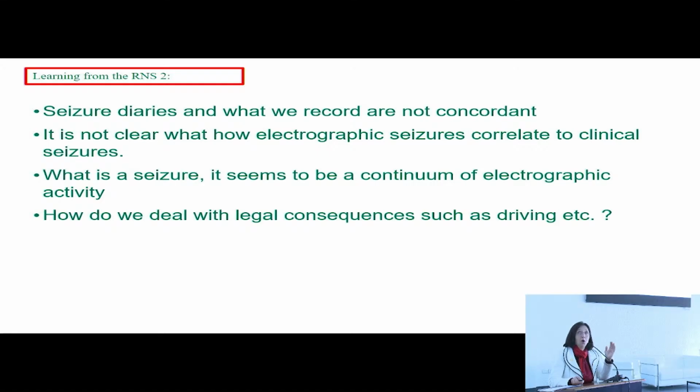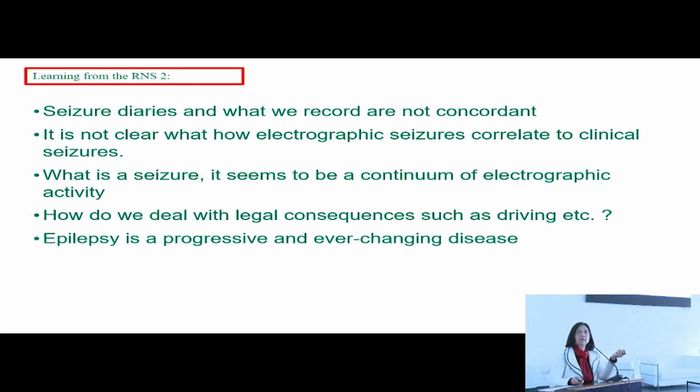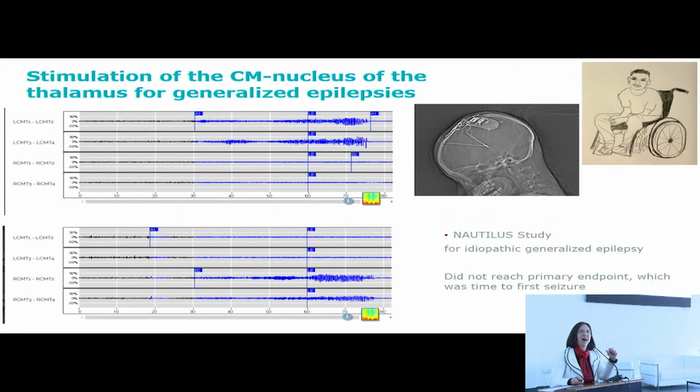And also, how do we deal if we have stimulators like this? How do we deal with the legal consequences? And then the other thing is, epilepsy seems to always go ahead. You try so hard to eliminate it, and it always wins. So it's ever changing. So it's also something to just keep in mind.